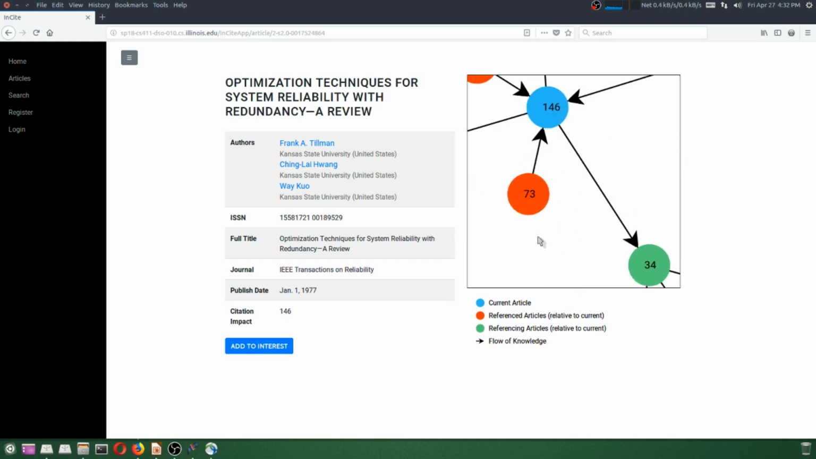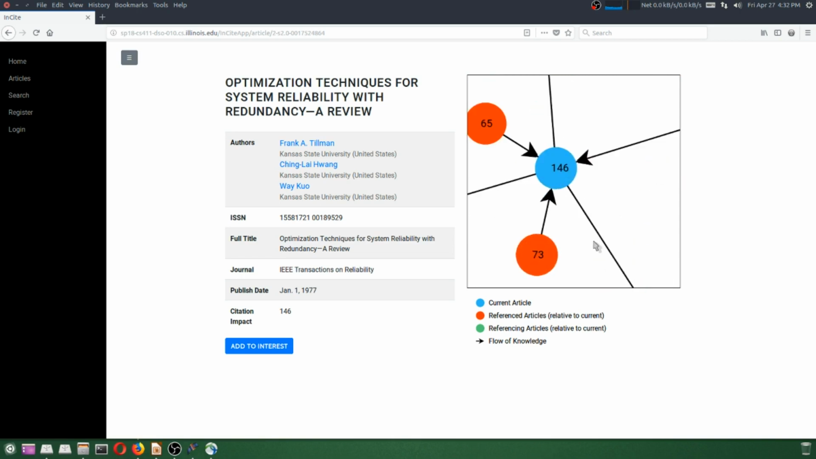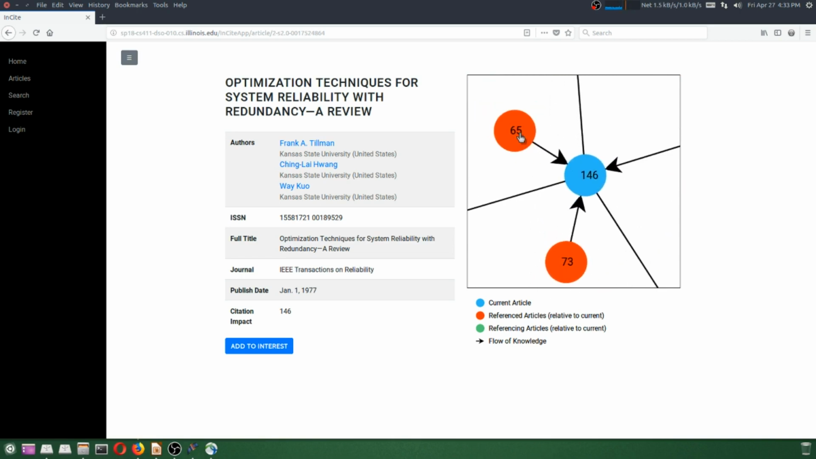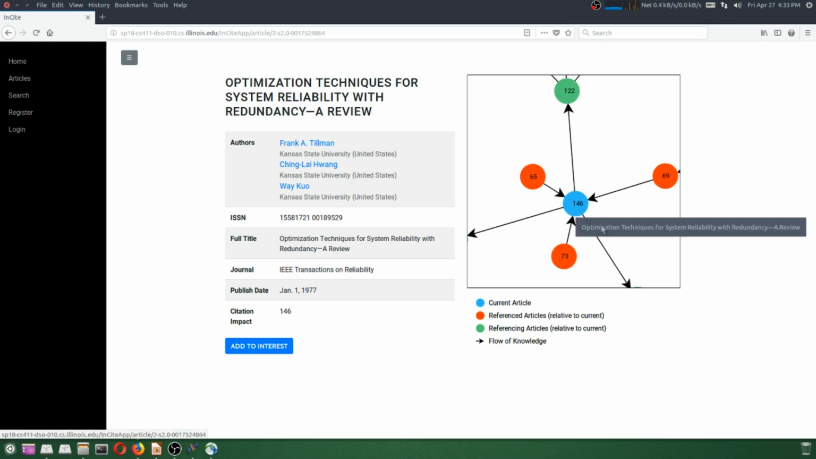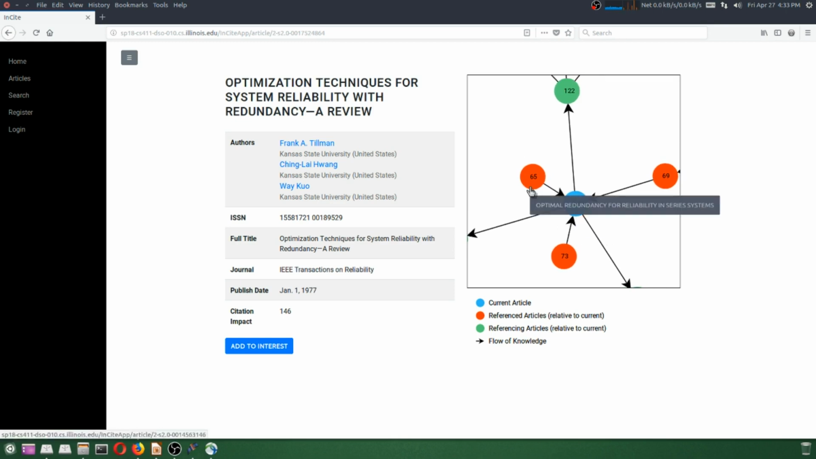So what do I mean by that? The first level nodes, like for example these two, they don't have anything in between them. They're directly pointing to the current article. Means that they're referenced by the current article, and you can see their citation impact on the nodes. And you can also mouse over to see their titles.